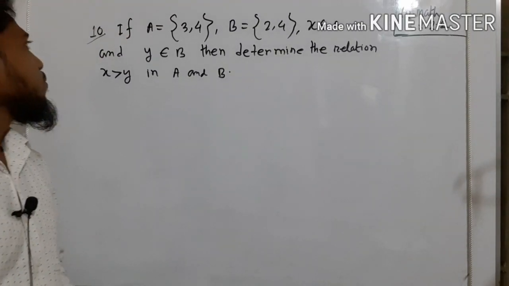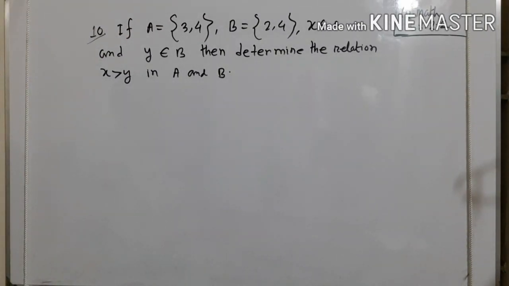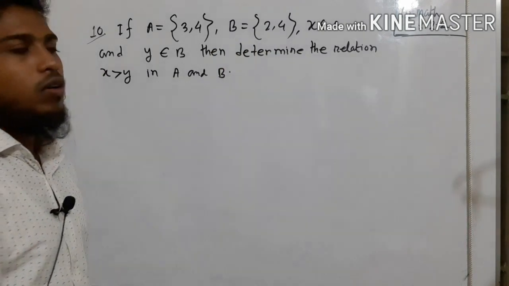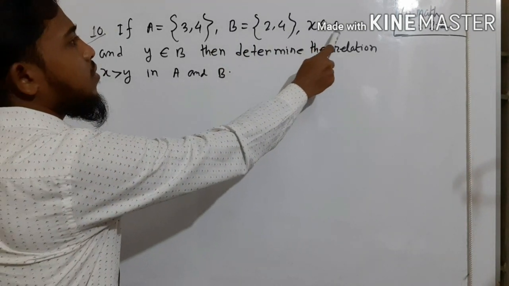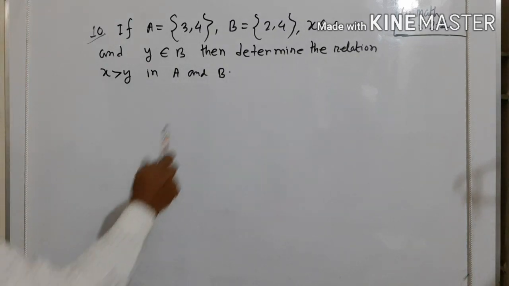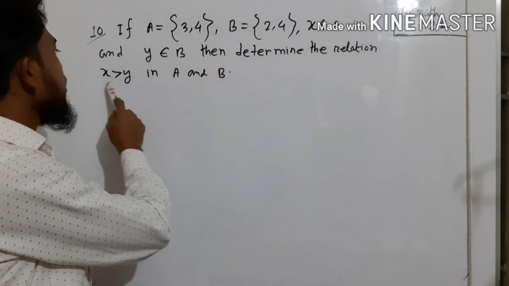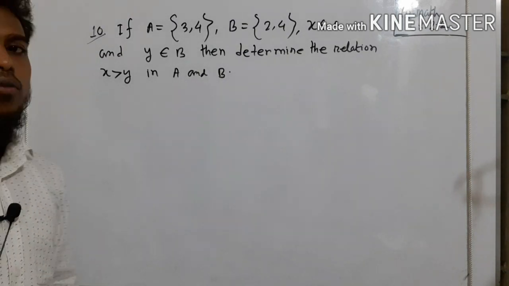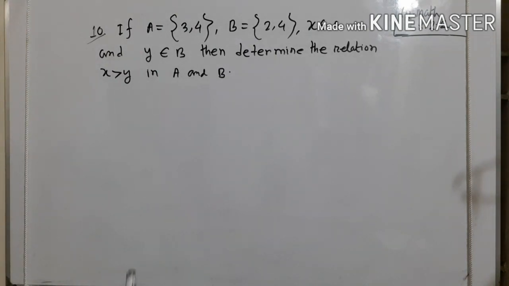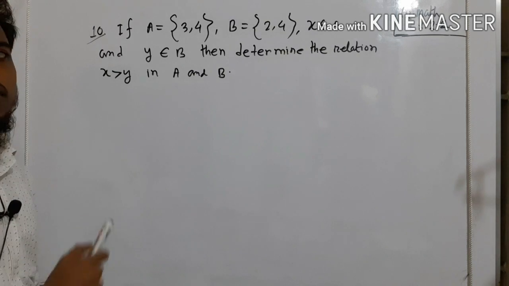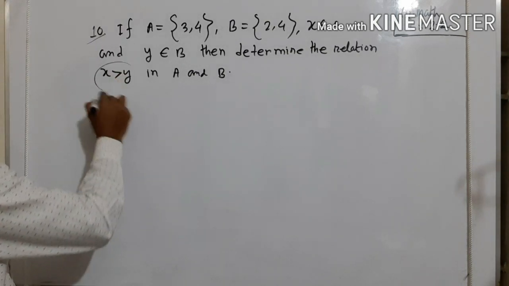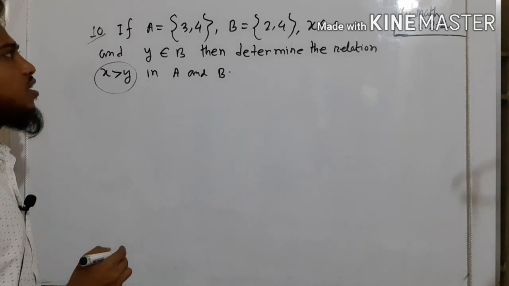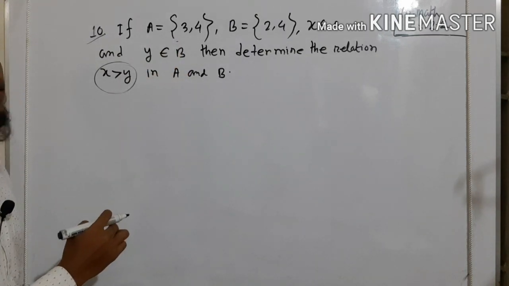Student, this is problem 10 of your book. Problem: if A equals {3, 4}, B equals {2, 4}, and x is in A and y is in B, then determine the relation x is greater than y in A and B sets. To determine the required relation from this condition, first of all you have to find the Cartesian product of set A and B.